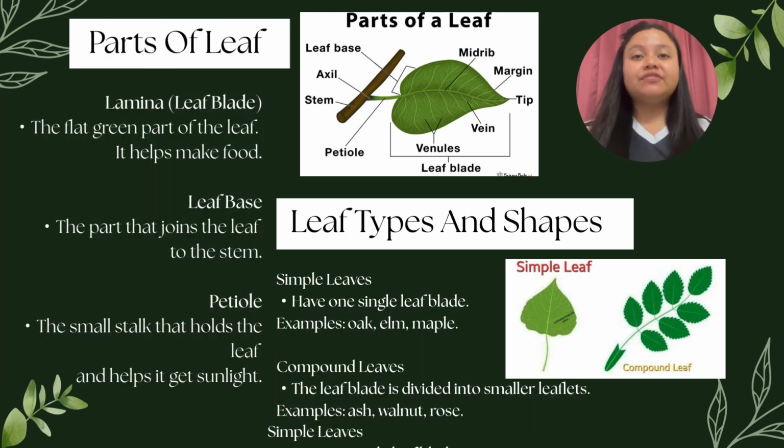A leaf has different parts that help it work. The lamina is the flat green part that makes food. The leaf base joins the leaf to the stem. And the petiole is the small stalk that holds the leaf and helps it get sunlight. Leaves can be simple with one blade like oak or maple, or compound with many leaflets like rose or walnut.